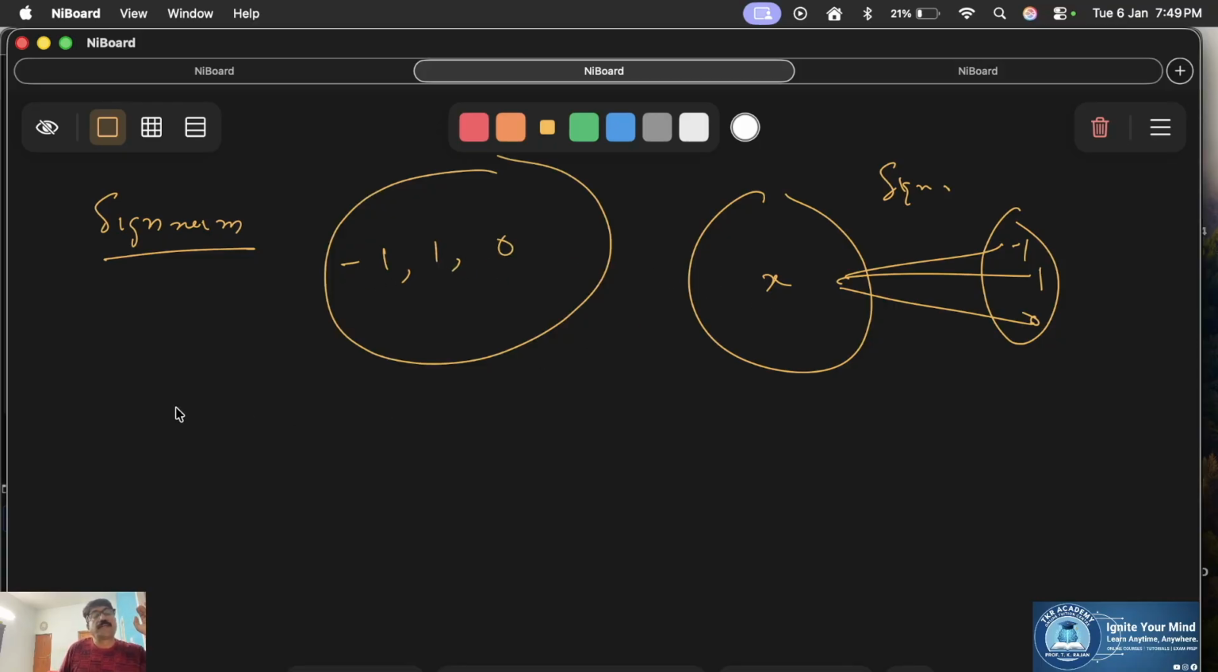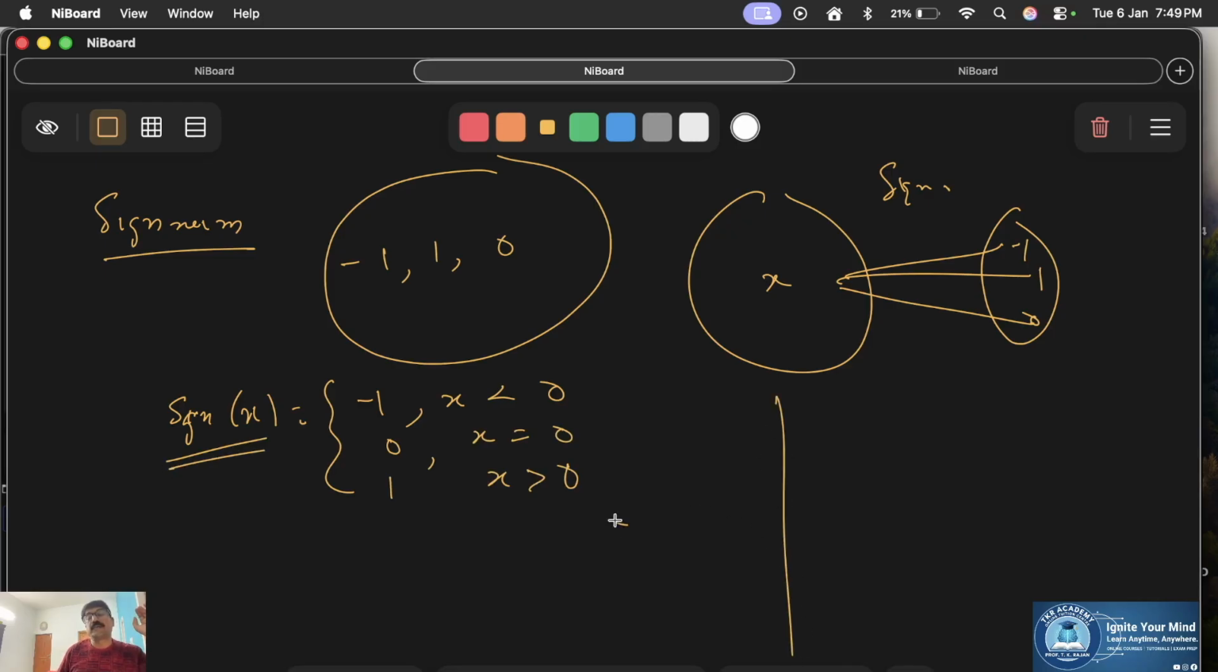So the function is defined by sgn of x is equal to minus 1 if x is less than 0, 0 if x is equal to 0, 1 if x is greater than 0. This is how we define the signum function.